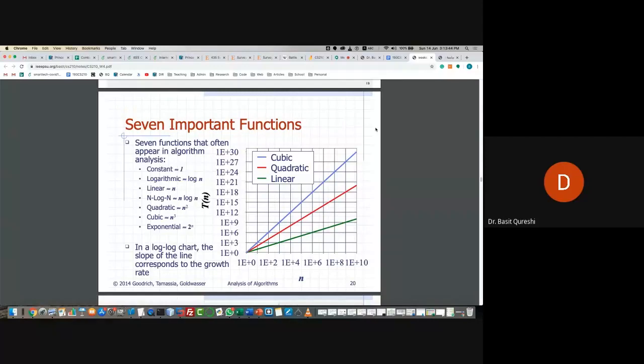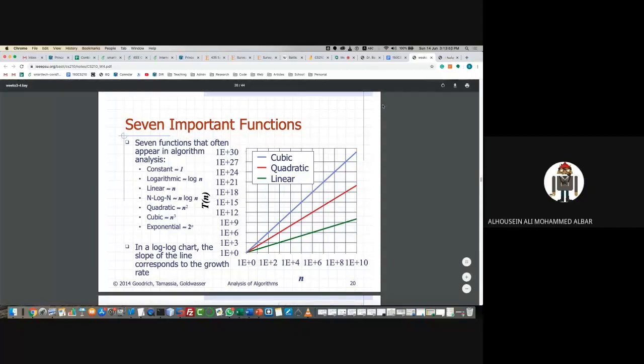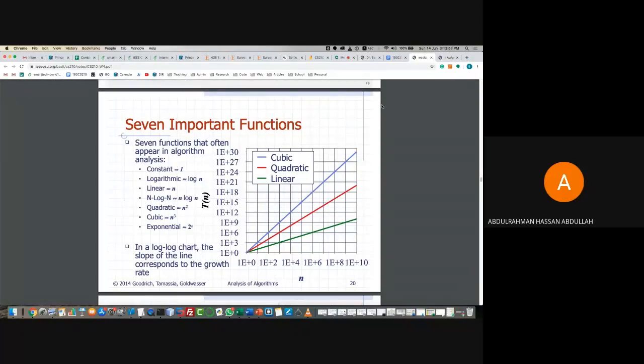So out of these functions, which one is the fastest? The fastest is the constant, and the one that takes the longest is exponential. Good. So the fastest one is constant, and the one that takes the most amount of time is exponential.